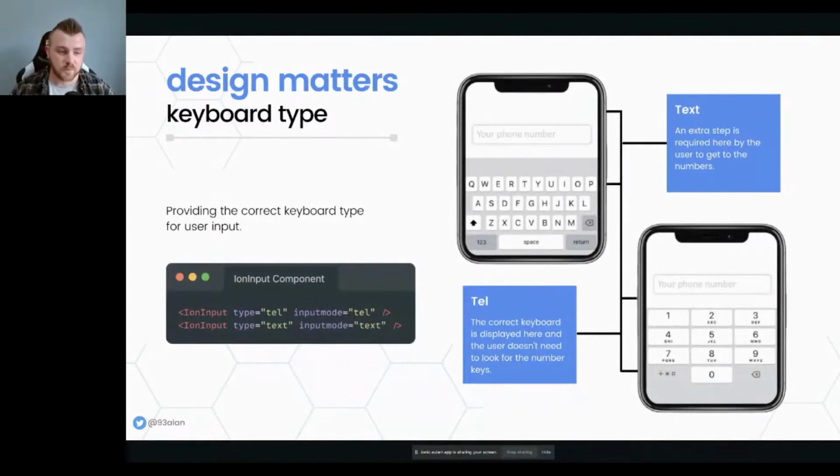Happy user. There's also a code snippet there of the Ion input, which takes in some props of input mode and type, quite like the HTML5 input. But providing the correct keyboard type for user input is really crucial.